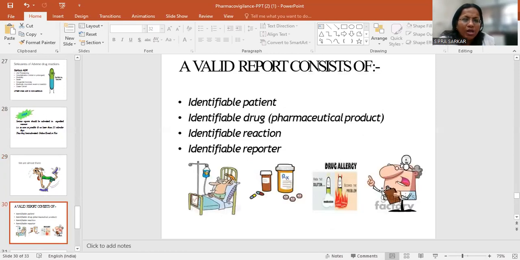A valid report consists of an identifiable patient showing some problem, an identifiable drug, which drug is causing the problem, an identifiable reaction, what is the reason behind the problem, and an identifiable reporter. Okay, so what is the problem? Next, the reporter should accept this problem. The reporter should identify this problem to judge whether it is valid or not.